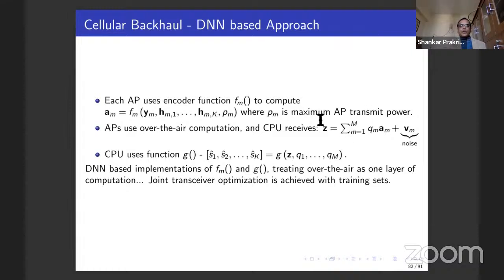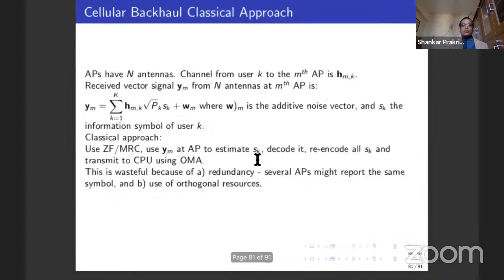Now, what does the CPU do? It applies a certain function G to the Z, with the knowledge of Q1 to QM. By knowing these weights and by knowing the Z, it tries to decode all these symbols S1 tilde to SK tilde, S1 cap to SK cap. So as you can see, we have reframed the problem, and we used over-the-air computation, and we used deep neural networks. You'll also notice that what has been done here is something very unique.